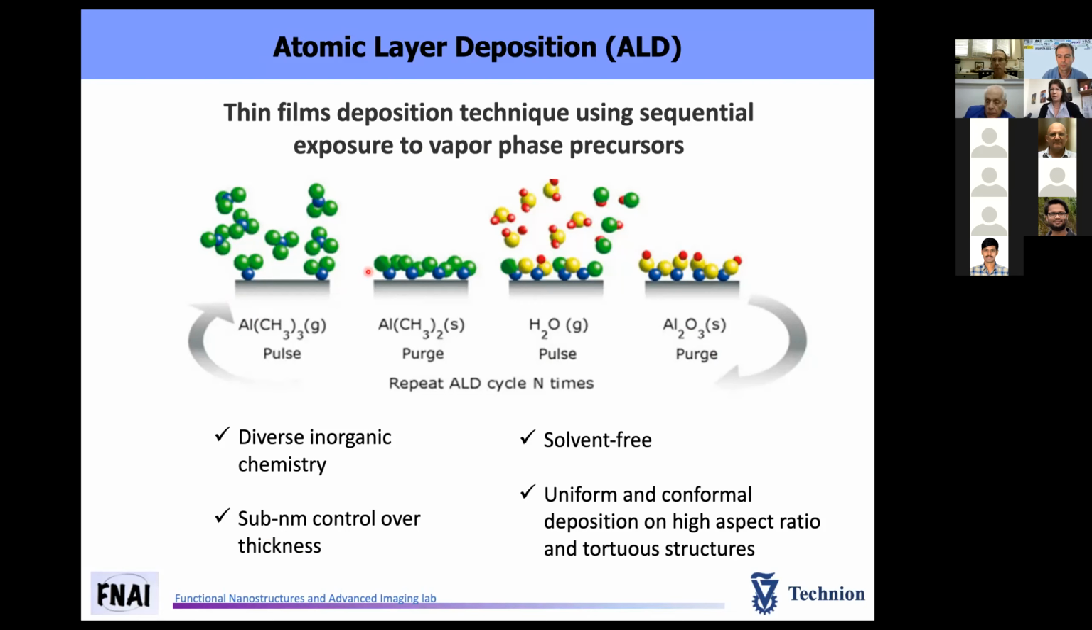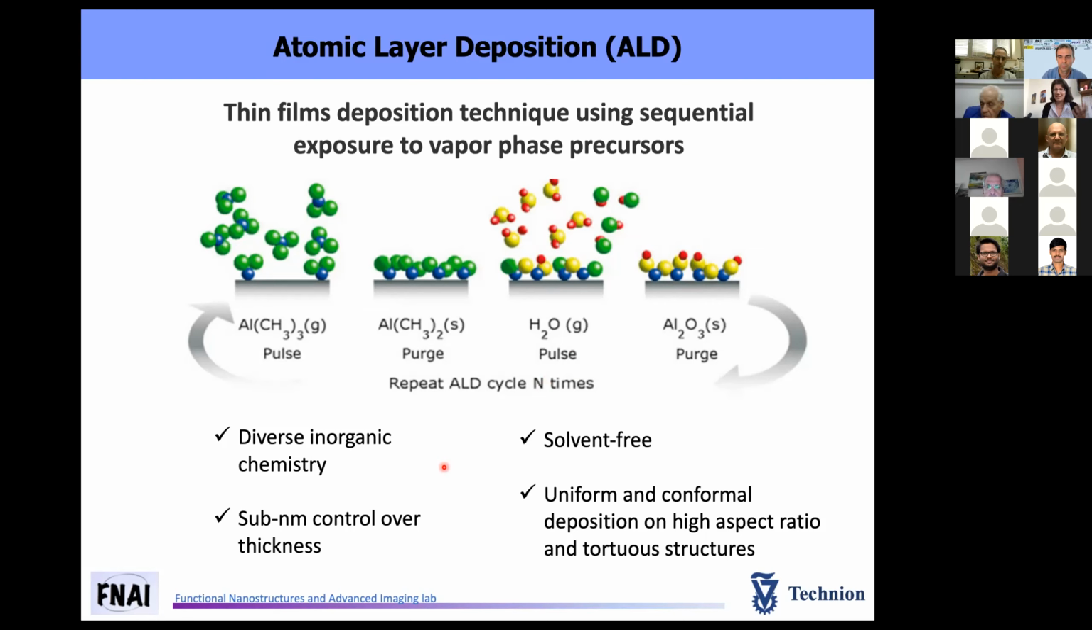An organometallic precursor is adsorbed on the surface, and later we introduce a co-reactant. In this case, it's trimethyl aluminum and water, creating a monolayer of alumina, and then this is repeated to achieve the desired thickness. This is a mature technology used quite extensively in the semiconductor industry. It has diverse inorganic chemistry, it's solvent-free. And for membranes, it's important because it's a uniform and conformal deposition on high aspect ratio and tortuous structures.